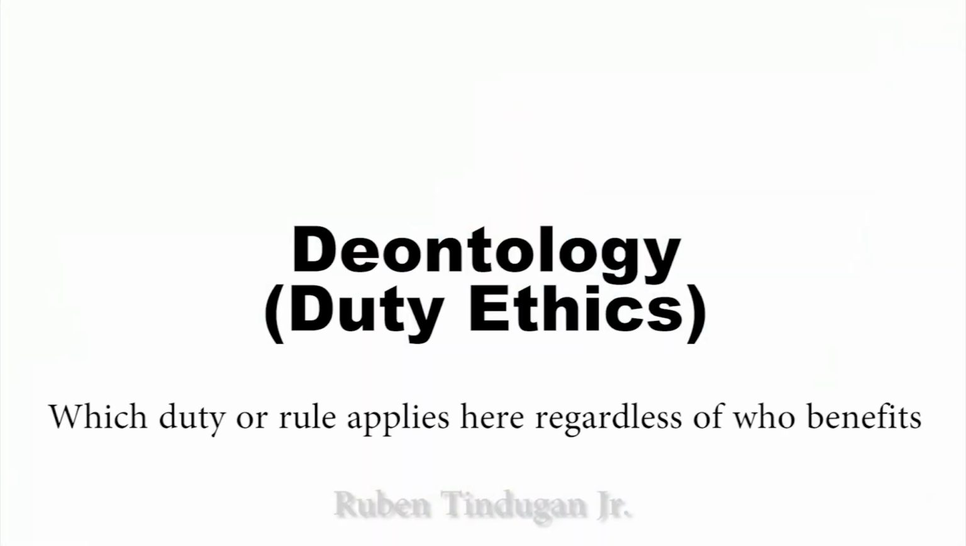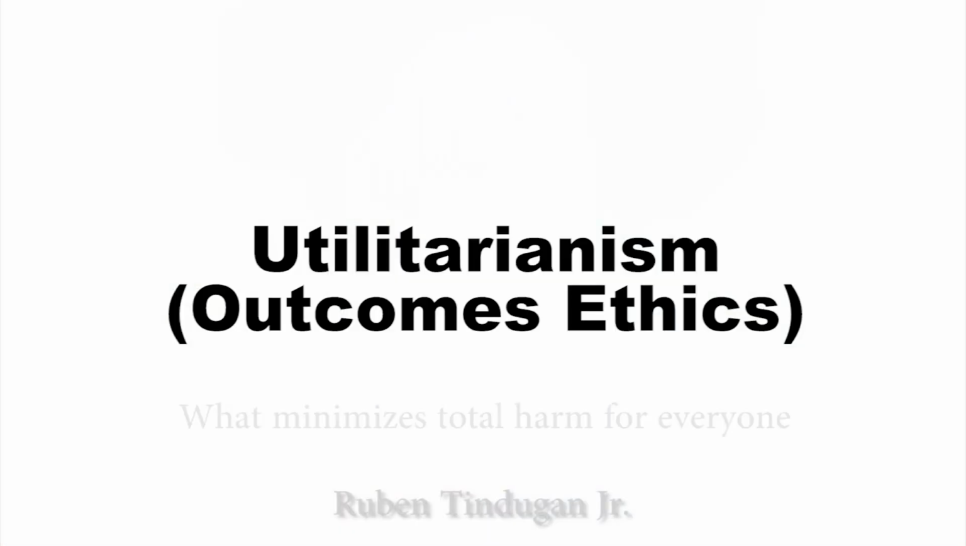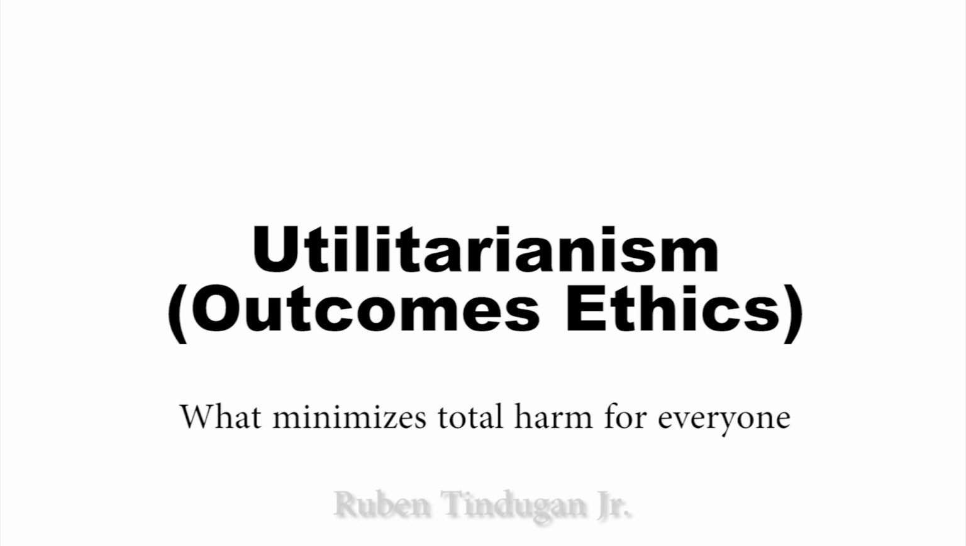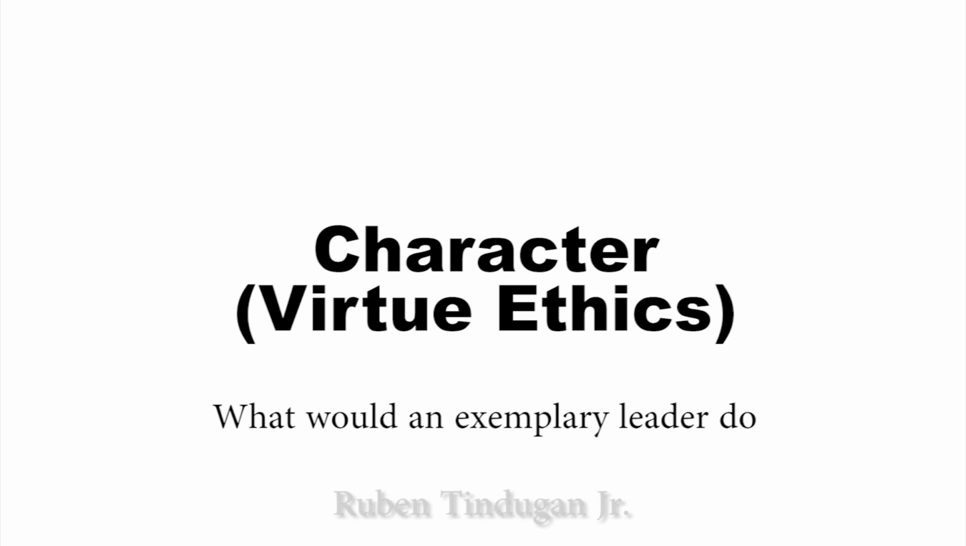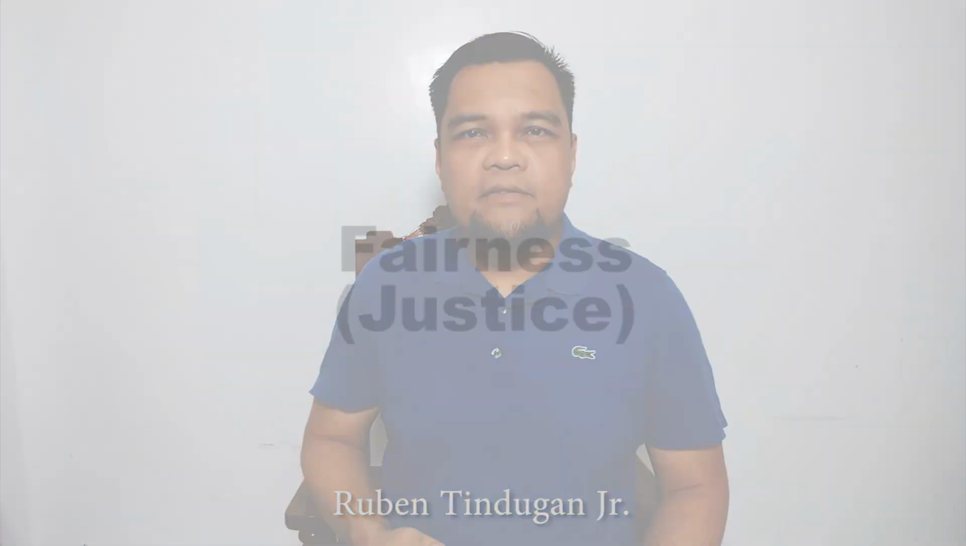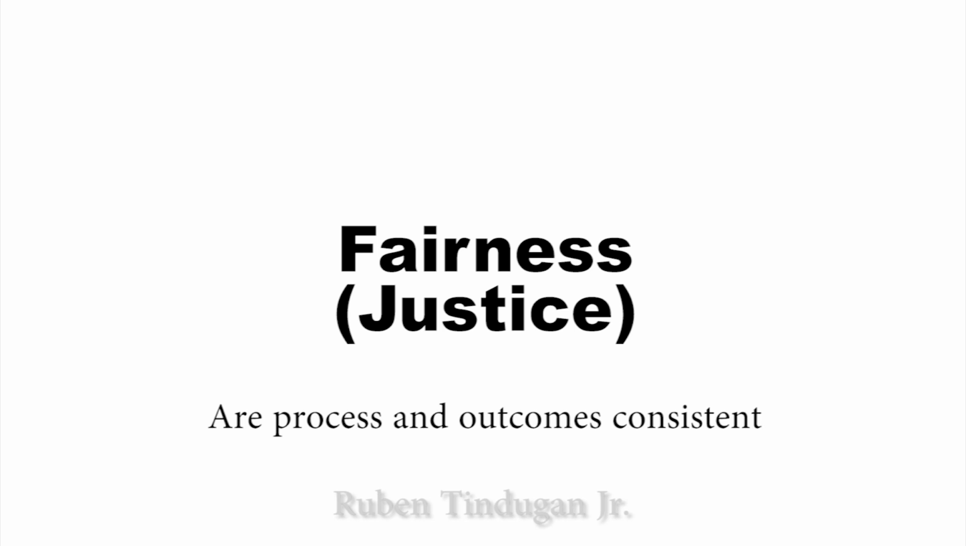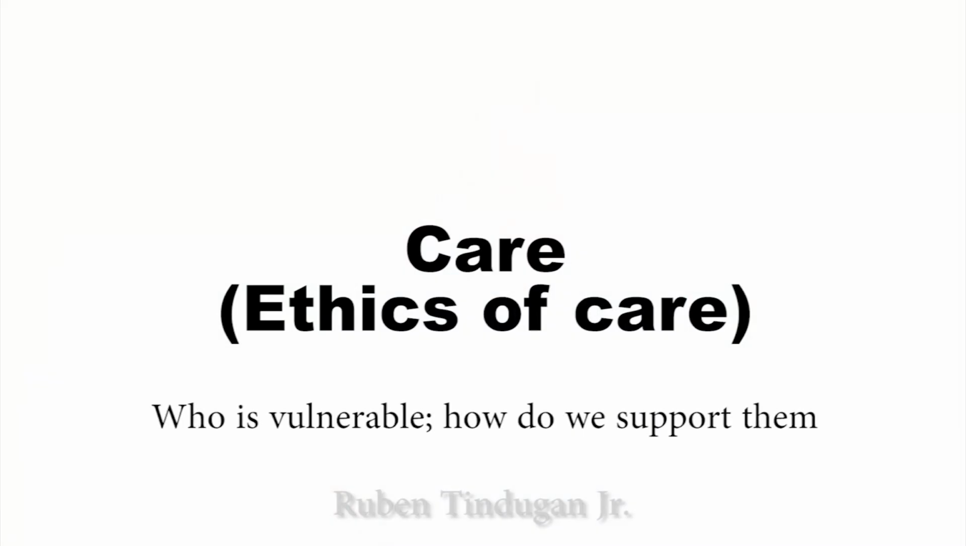First, deontology or duty ethics. It asks what duty or rule applies no matter who we are. Second, utilitarianism or outcome ethics. It asks which option creates the most good and the least harm for everyone affected. Third, virtue ethics. It asks what a person or organization with excellent character would do. Fourth, justice and fairness. It asks, are the process and outcomes consistent and equitable for similar cases? Fifth, ethics of care. It asks, who is vulnerable in this relationship? And what do we owe them as people?